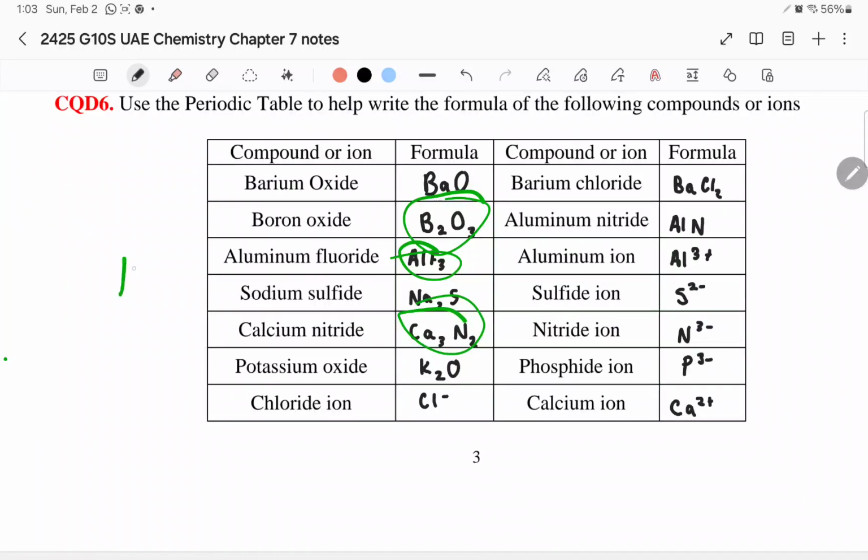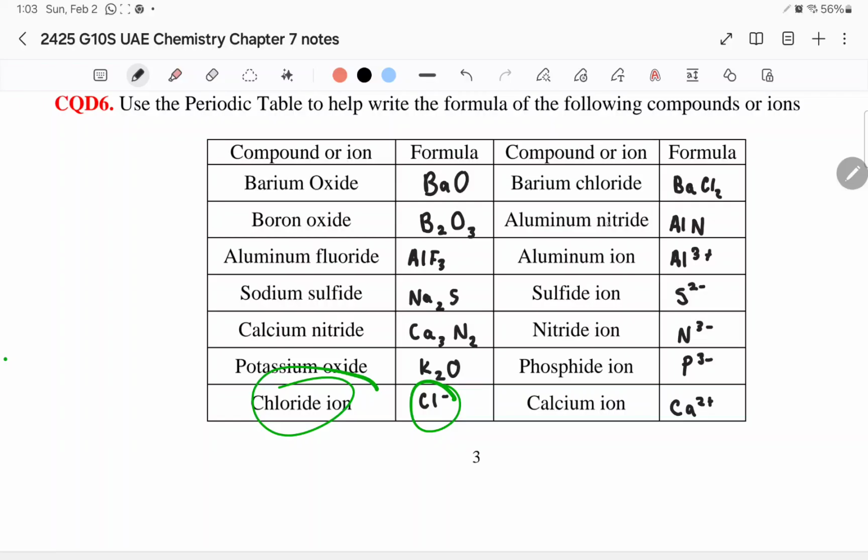So potassium oxide, K+, O2-, switch, becomes K2O. And that's it for all of the molecules. Now chloride ion, chloride's in group 7, so it becomes Cl-. Barium chloride, I did enough of these examples. Ba2+, Cl-, switch.